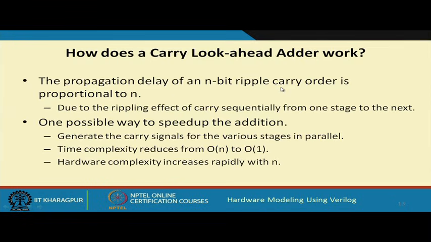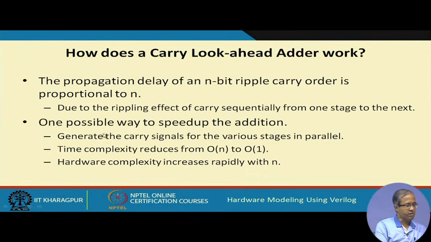For a ripple carry adder, as we have seen, the total propagation delay will be proportional to the number of stages n, because as I said the carry ripples through from one stage to the other. So, carry lookahead adder is one way to speed up the addition, where the carry signals are generated in parallel for all the various stages. So, effectively the addition time reduces from order n in ripple carry adder to order 1, which is a constant time in carry lookahead adder.